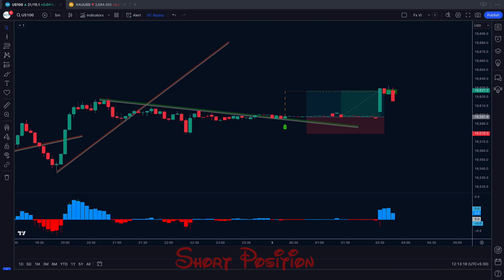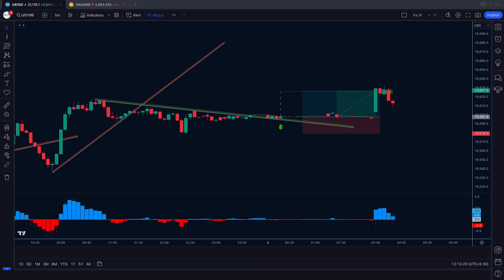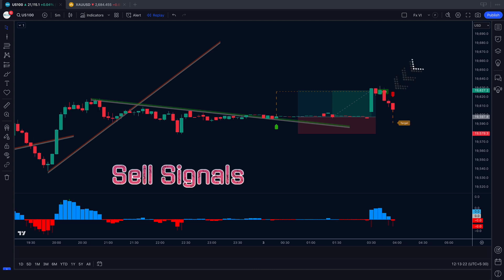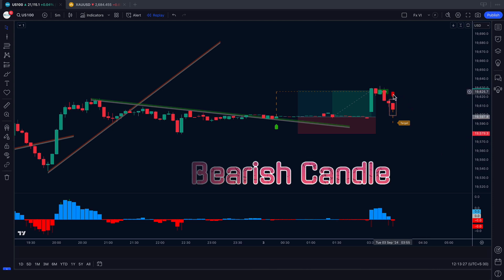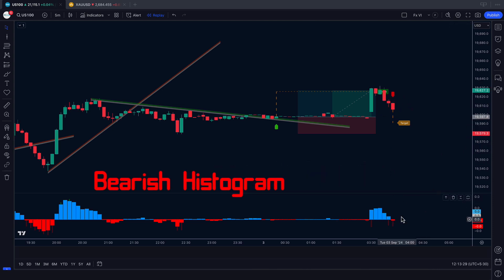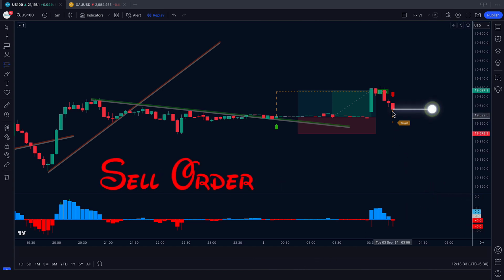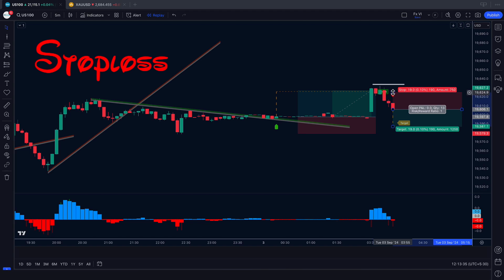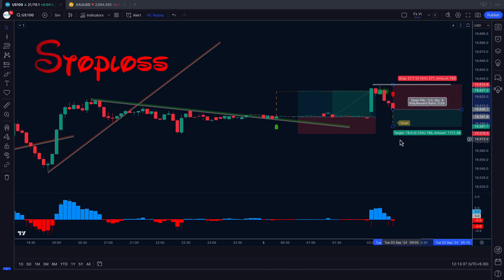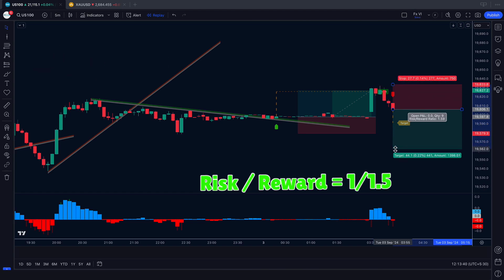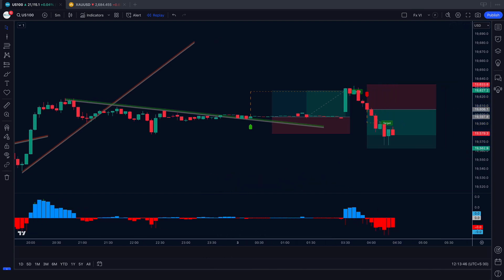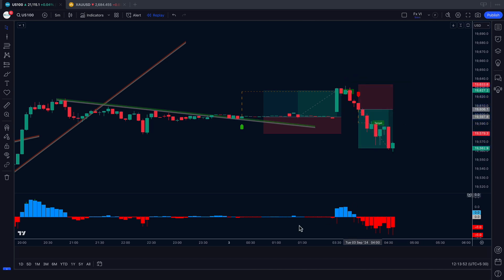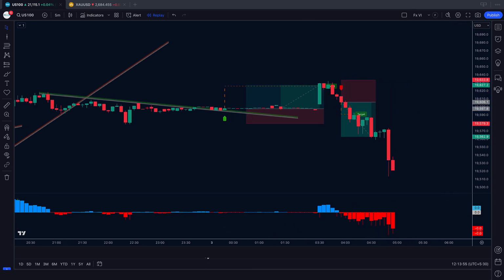Let us now understand the short position. When the Trendline Breakouts indicator has given us sell signals, when the market forms a bearish candle, and the column bars of the TB Trend Oscillator indicator show a bearish histogram, if this condition is fulfilled, then we will place a sell order. Our stop loss will be placed at the current market's higher level, and the risk to reward ratio will be 1 to 1.5. The market has completely hit the target. I hope you must have understood this trading strategy.